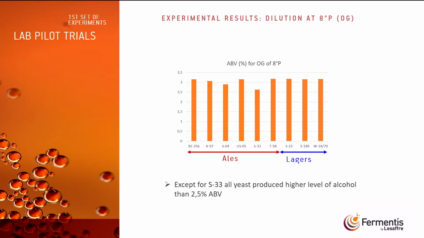In terms of alcohol production, we see here that we are a little above what we expected, and we diluted at 8 Plato to get something close to 2.5, at least for S33. But for the other yeast strains, we are a little above this 2.5. We decided in these experiments to dilute all the beers to the same gravity to be a little more consistent. It could also be possible to dilute all the beers to 2.5, but here it was a decision that we took.